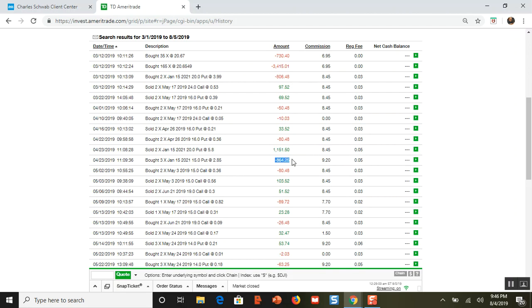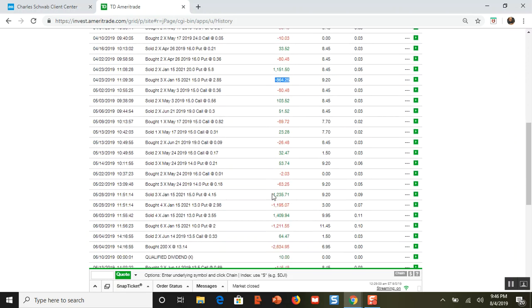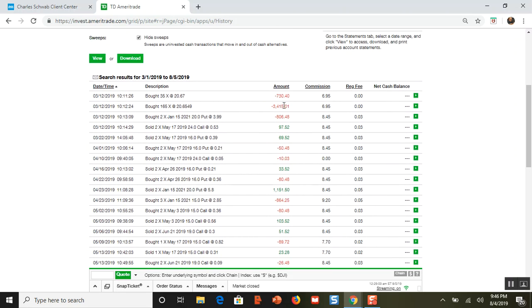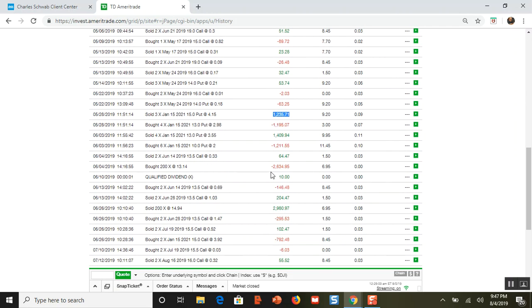And then bought to open these 15s for $864. And then down here you can see I sold to open the 15s for $1,235, made more profit, and my total profit on all of those was $993.49. So that's why I get to lower my dollar cost average all the way down from $20.66, and also the $180 profit that I made on the covered call trade when I bought to open those 200 shares at $13.14, and then I sold to close those at $14.94.